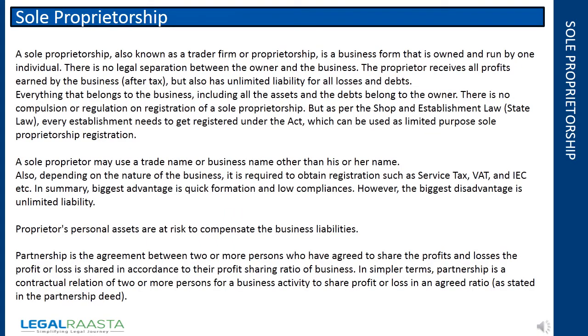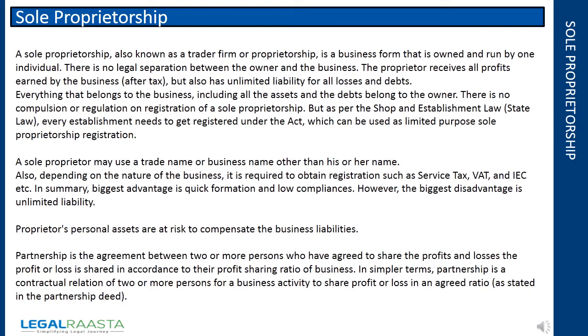Now, what is sole proprietorship? A sole proprietorship, also known as a trader firm or proprietorship, is a business form that is owned and run by one individual. There is no legal separation between the owner and the business. The proprietor receives all profits earned by the business, after tax, but also has unlimited liability for all losses and debts. A sole proprietor may use a trade name or business name other than his or her name. Proprietors' personal assets are at risk to compensate the business liabilities.